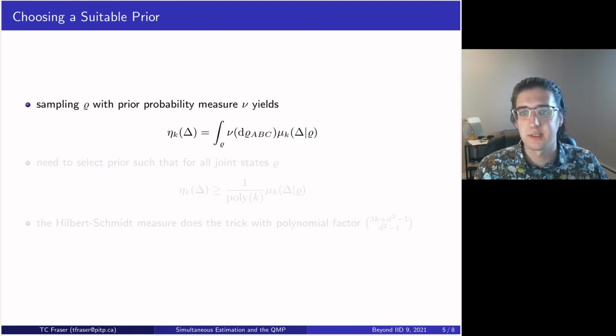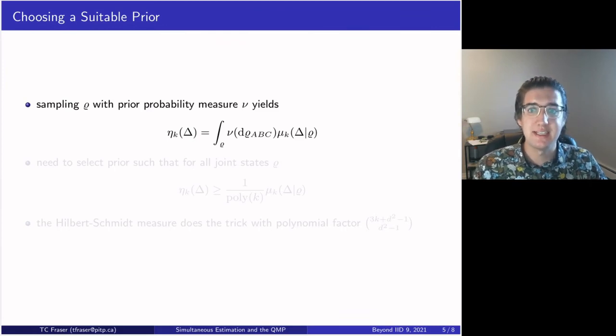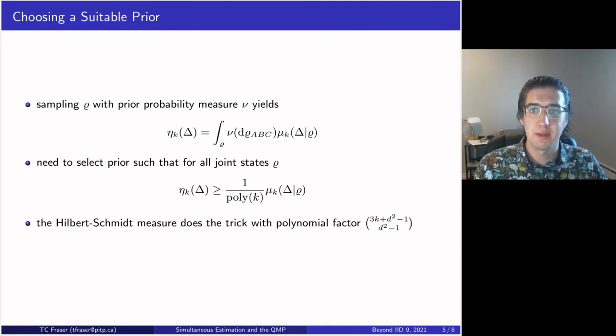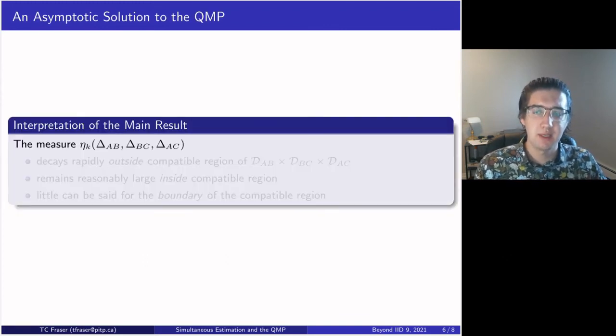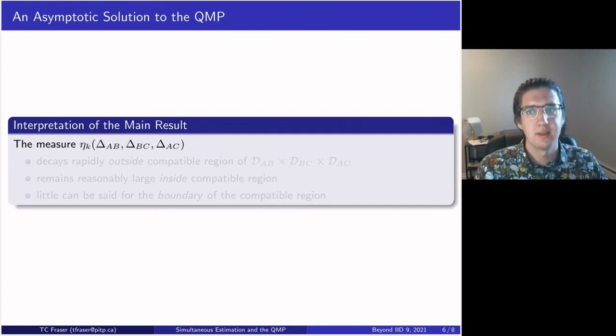Of course, for the overall technique to work, it needs to be that every collection of compatible marginals has a decent chance of being estimated. Therefore, we must pick a measure nu which satisfies an extra condition to ensure that this is the case. Luckily, the Hilbert-Schmidt measure is an example of such a measure. So with all these ingredients in place, it is possible to show that the asymptotics of these eta probability measures encode whether or not a collection of marginals is compatible, thus providing a solution to the quantum marginals problem.